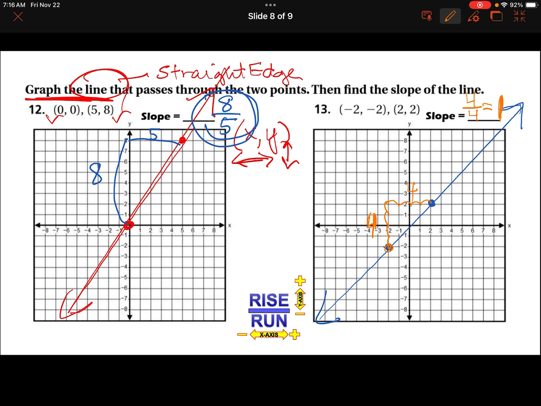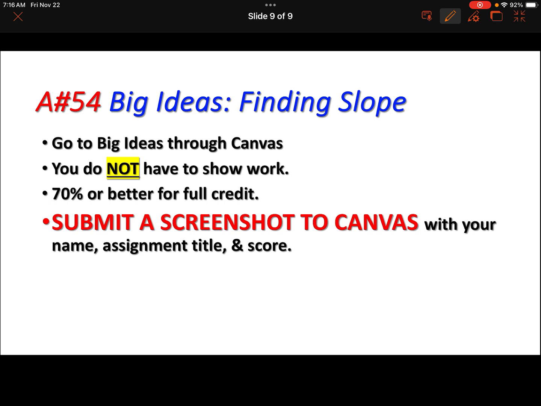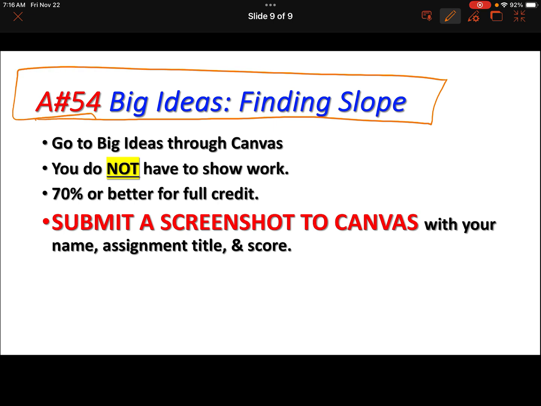Okay, we'll be doing this on Monday when we have some graph paper and maybe some marker board activities where we'll be plotting them as part of our assignments. Today you're just going to be doing the counting stuff. So you're going to be navigating over to your big ideas. You're going to do the assignment called Finding Slope. There's no work to show because you're going to be counting on your iPad. You do need to use the check feature. All you have to do is submit a screenshot to Canvas. Make sure your name and assignment title and score are in there.